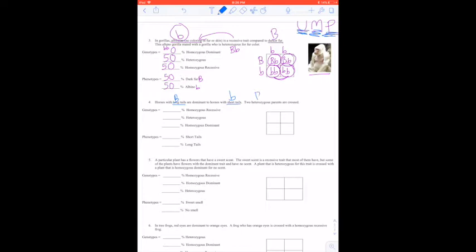So I'm going to put one capital and one lowercase. And now it tells me that there are two of those parents. So if I have one heterozygous, now I also need the other parent to be heterozygous as well. This throws people off for some reason when they see that there are two of something. Instead of writing the same thing twice, for some reason people feel like they have to switch it up. So just be careful for that. If you see that there are two, make sure that you write the same thing on the top of the box that you do on the side.